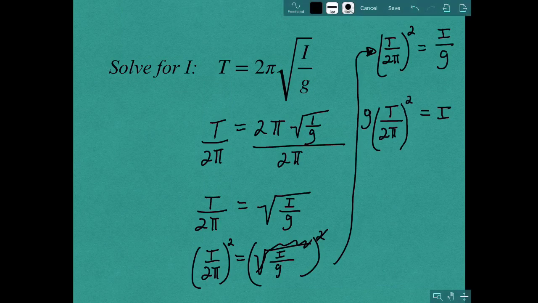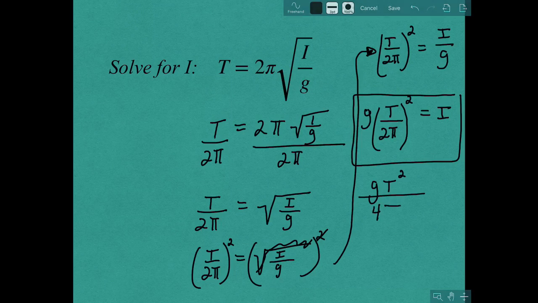Now this could be written a few different ways. Again, the solution. If someone chose to expand, they would have g t times t at the top would be t squared. And then on the bottom, 2 pi squared would be 2 pi times 2 pi, which would be 4 pi squared. So there's a few different ways that this could be written.